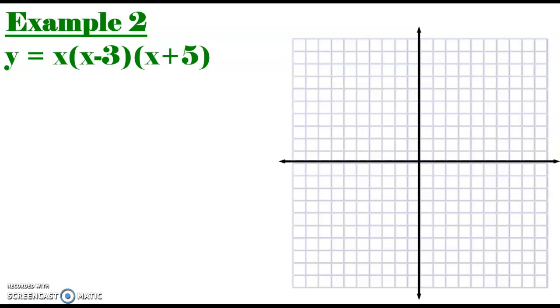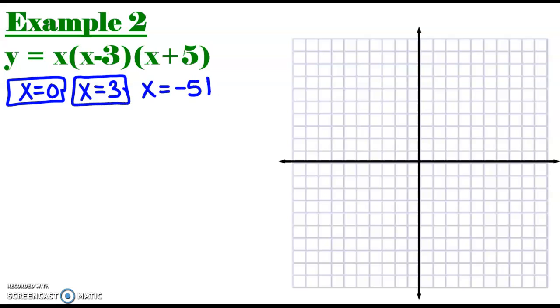All right, so again here, we will do this some by hand, some on the calculator to see where it crosses. I set my factors equal to 0. So I've got x equals 0. If I take x minus 3 and set it equal to 0, I get x equals 3. x plus 5 would give me negative 5. So I know this is crossing the x-axis at 0, at 3, and at negative 5.